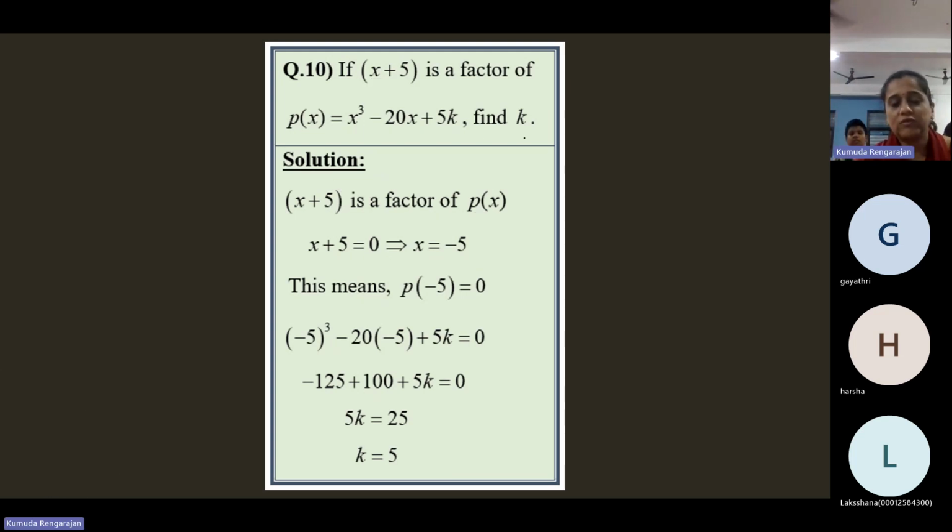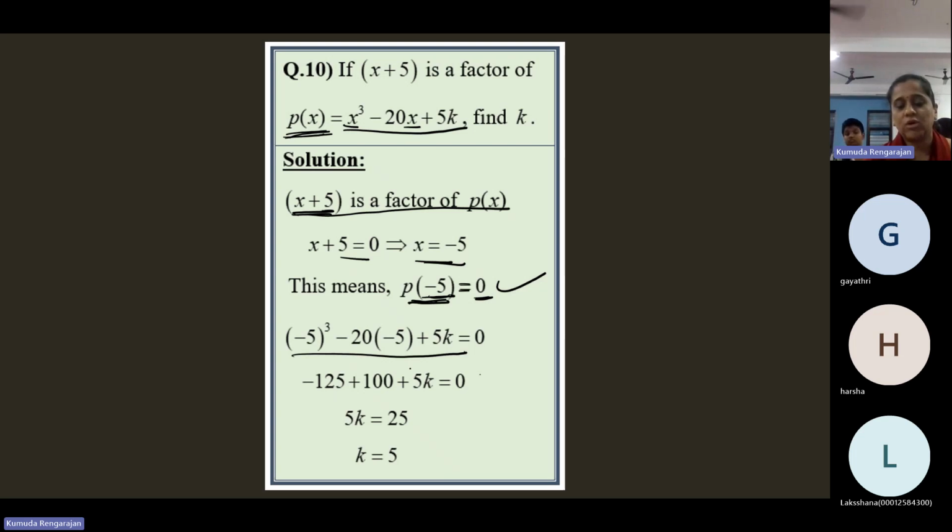Okay, so find the value of k given this. So x plus 5 is a factor of p of x. Equate the divisor to 0. X is equal to minus 5. So now, this is the dividend, right? So find p of minus 5. And p of minus 5 is equal to the remainder. And the remainder is 0. So p of minus 5 is equal to 0. This is the equation. So what is p of minus 5? Here in p of x, wherever there is x, you should use minus 5. So this is what you get, is equal to 0. On solving this, you can find the value of k. Good.